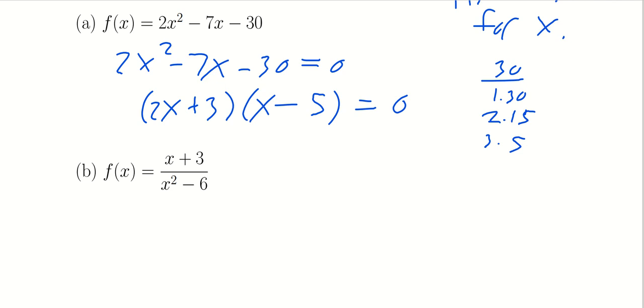Actually, no, it does not work. Excuse me. 3 times 5 is not 30. Okay, back to the drawing board. So 2 times 15, 3 times 10. 4 does not go into 30. 5 does. 5 goes in 6 times. And now let's see if we can find a combination that's going to work for us here.